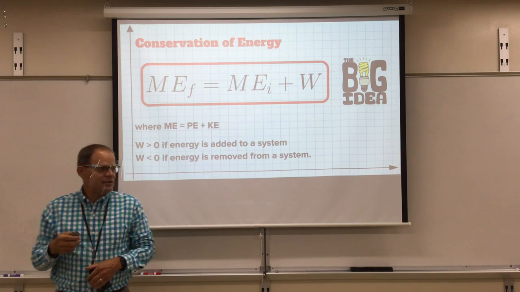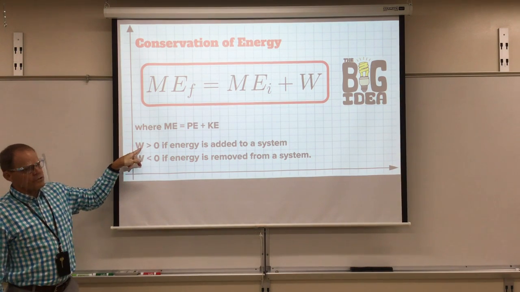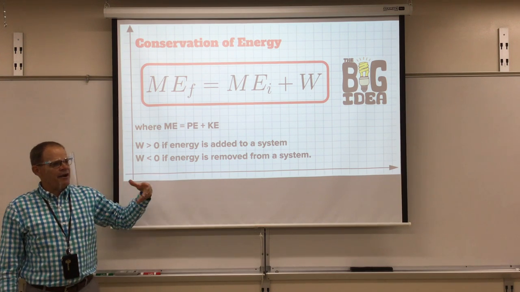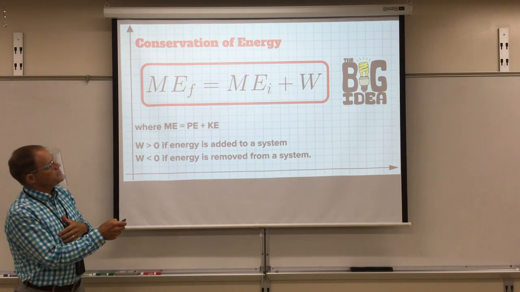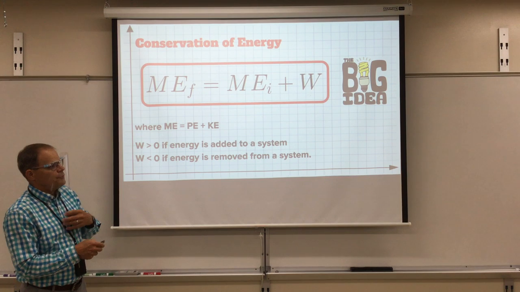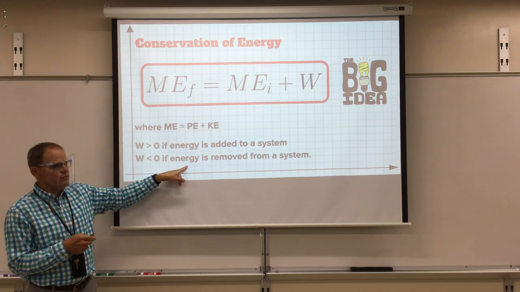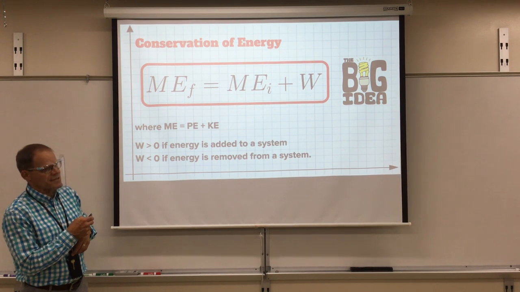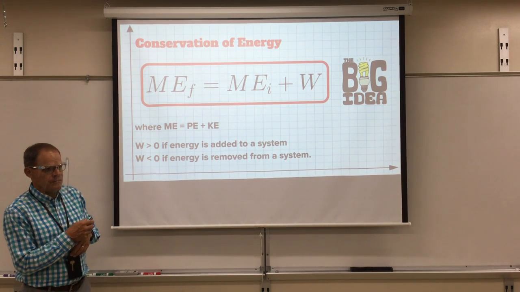So that's going to be our sign convention. If the work done, the energy transferred, is positive, it means we added energy to our system. So if this is positive, it means whatever we start with plus whatever we add is going to be the final. If we lose energy, if energy is removed from our system, then W will be negative, and of course the final will be less than what we started with, right?